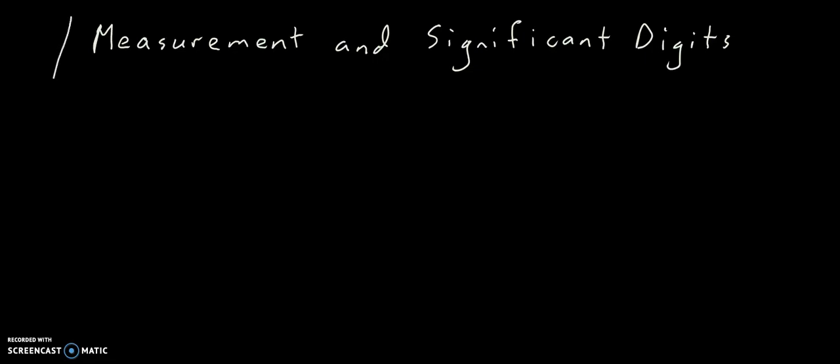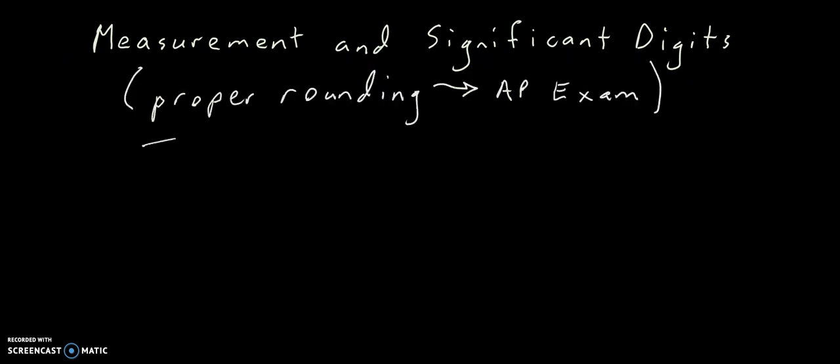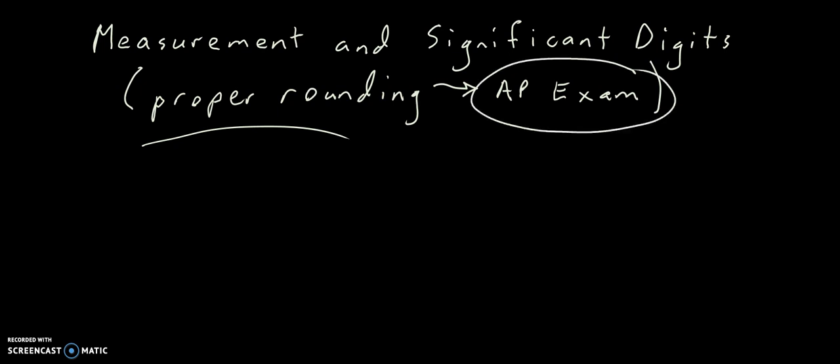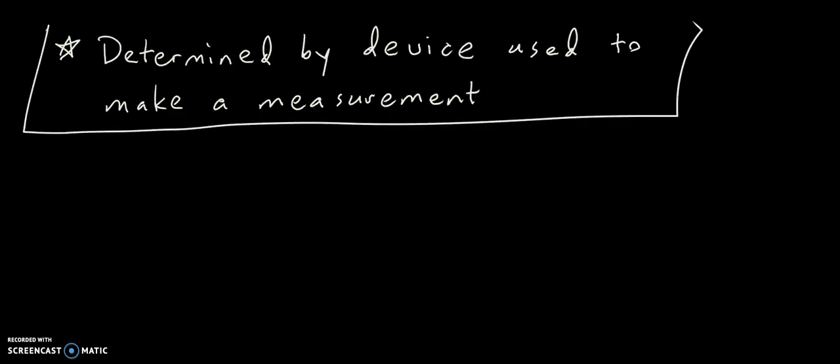We're going to take a look at measurement and significant digits in this video episode. Significant digits is what goes through proper rounding, which is something that's an expectation that you know how to do for the AP exam based on how you process collected data. Now, significant digits are determined by the device that was used to make a measurement when collecting data.